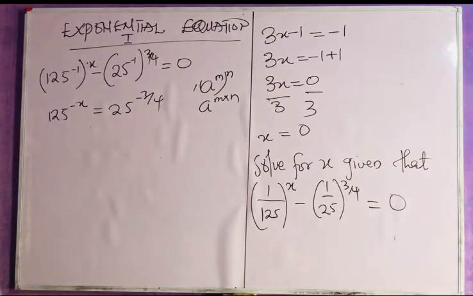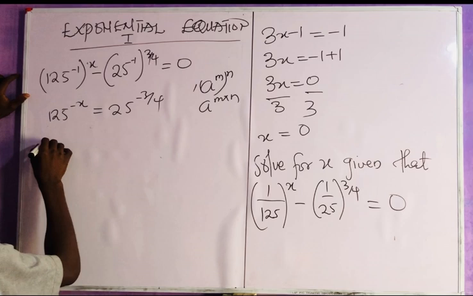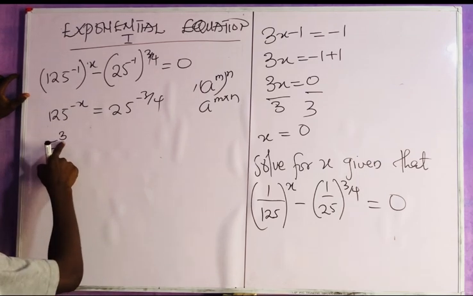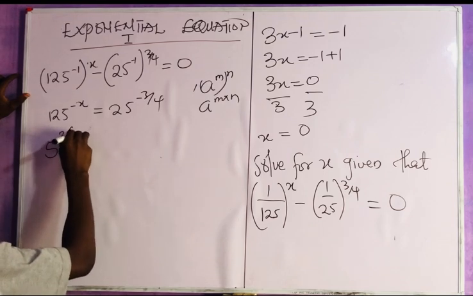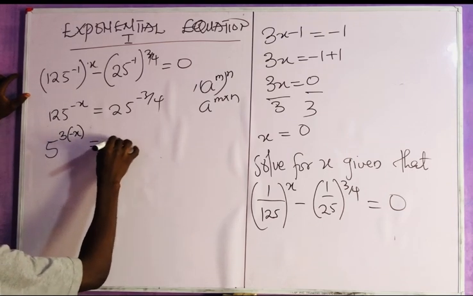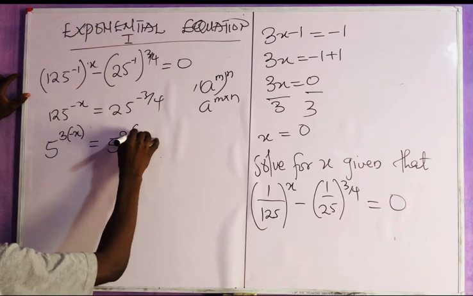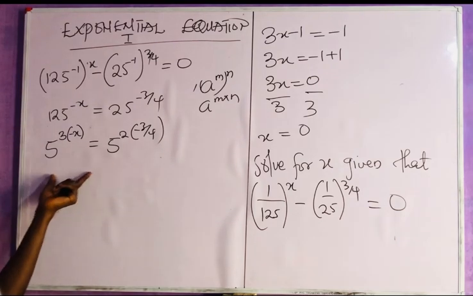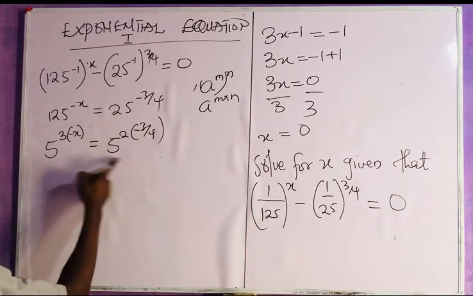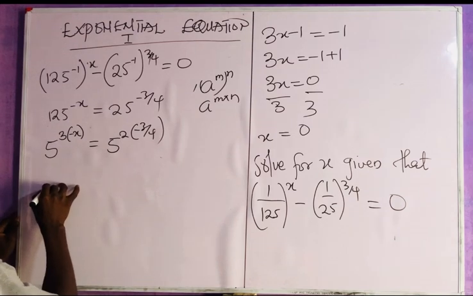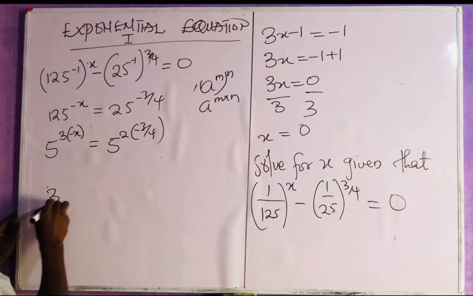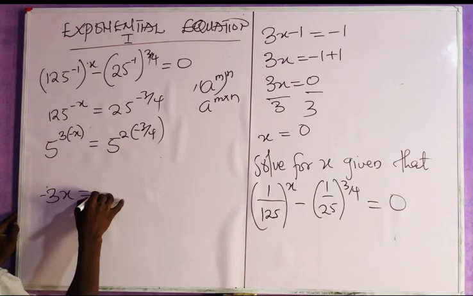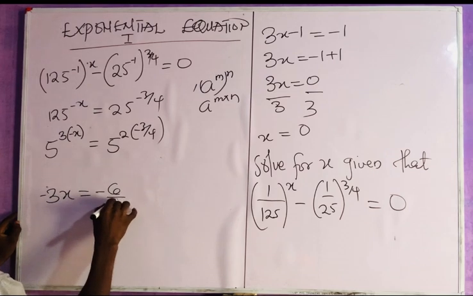Now from here, we know that 5 to the power 3 will give us 125, but this 3 is multiplying this negative x here. And 5 to the power 2 will give us 25, and that 2 is multiplying that. So the aim is to be able to make the base look the same. Once our bases are the same, we take their powers. That will be 3 times that will give us negative 3x, equals 2 times that will give me negative 6 over what? 4.